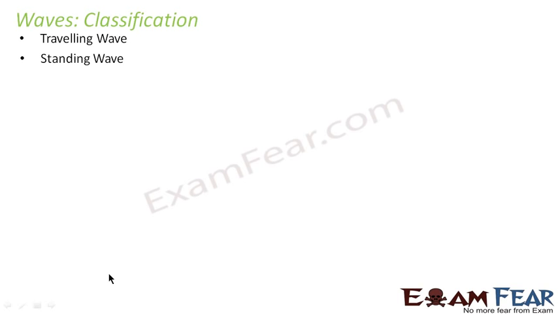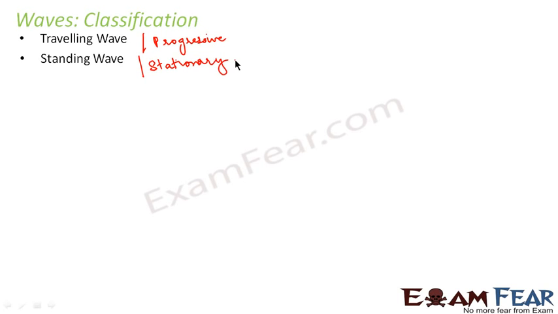So how are these waves classified? What do you think? Of course, as the name suggests, one is a traveling wave, that means a wave which travels, and the other one is a standing wave, that is a wave which doesn't travel. It looks like stationary. So depending upon whether a wave moves from one point to another or not, we classify waves into two types. Traveling wave, which is also known as progressive wave. Standing wave, which is also known as stationary wave.